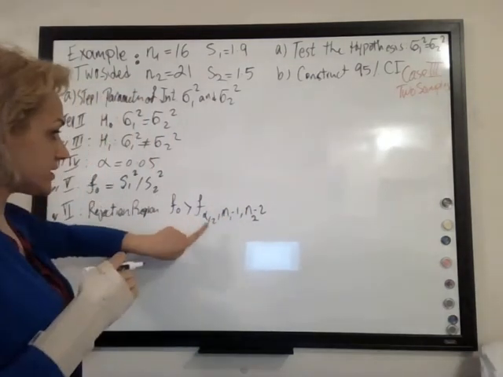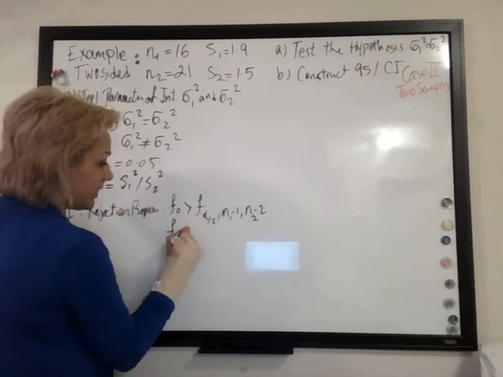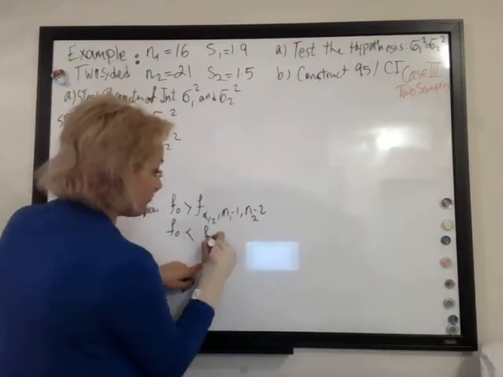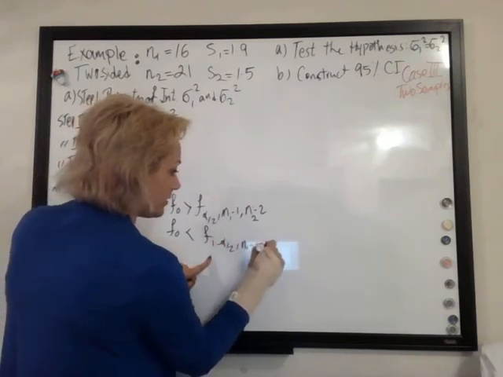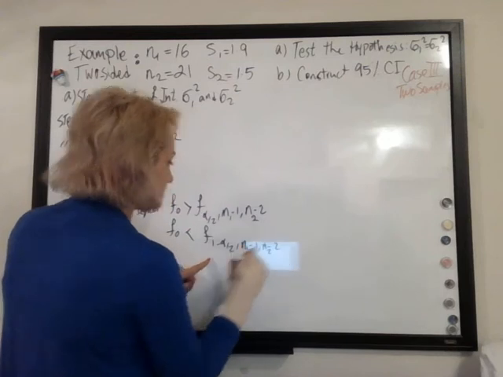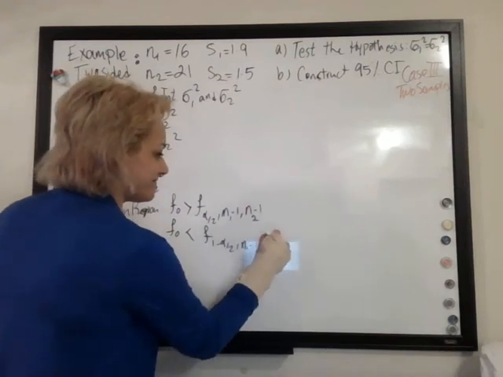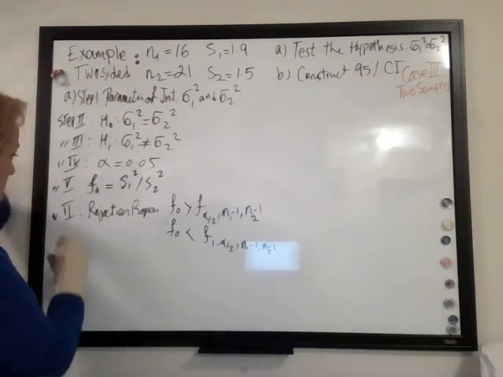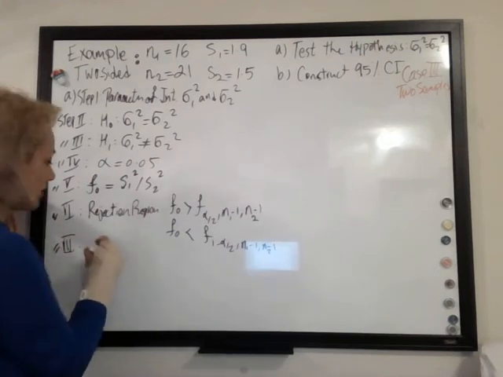If our F null is greater than this, or if our F null is less than the other side of it, on the left side we had 1 minus half of the alpha, and then n1 minus 1, n2 minus 1, for both of them. So this is my rejection region. So that's 6. For step number 7, we have the computation or calculation.